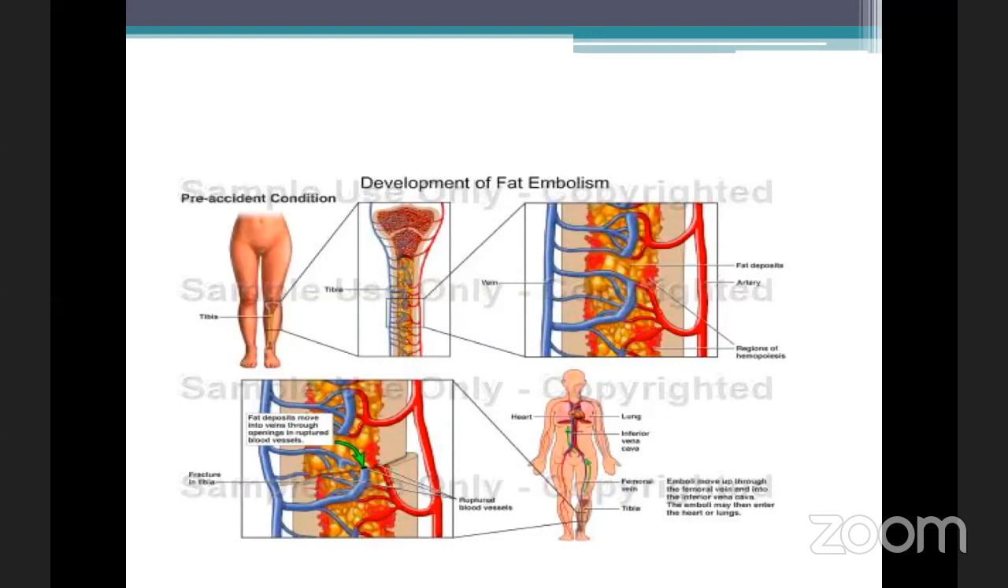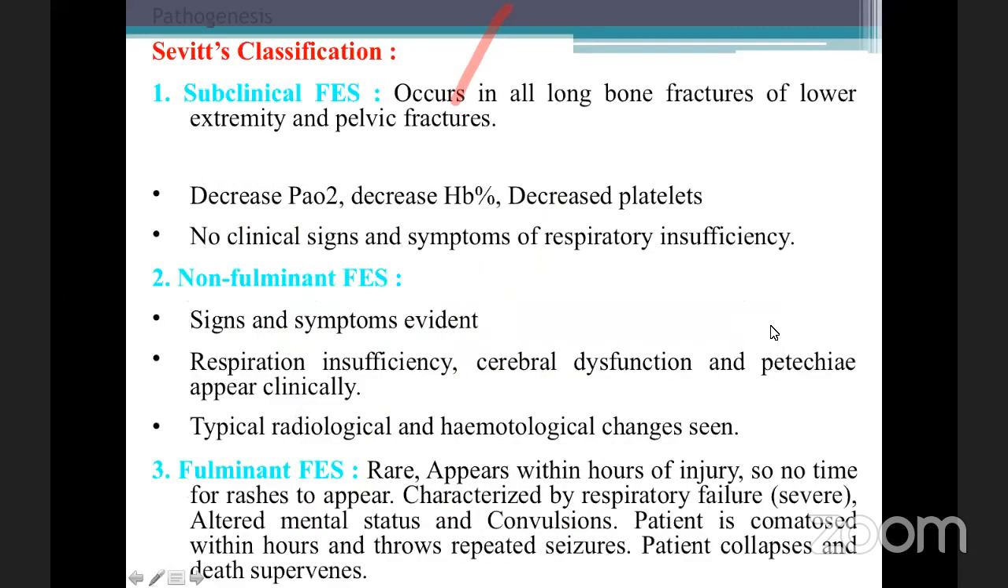What is a syndrome? It is not a specific thing. It can have different things. So this is what is fat embolism syndrome.